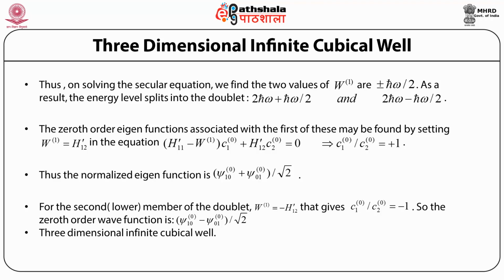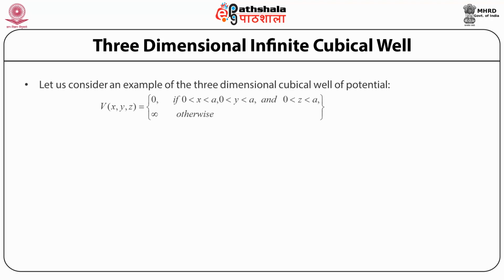Three-dimensional infinite cubical well. Let us consider an example of the three-dimensional cubical well of potential V as a function of x, y and z equals 0 if 0 less than x less than a, 0 less than y less than a, that means x and y lie between 0 and a, and similarly z, that is V(x, y, z) is equal to 0, and V equals infinity otherwise.